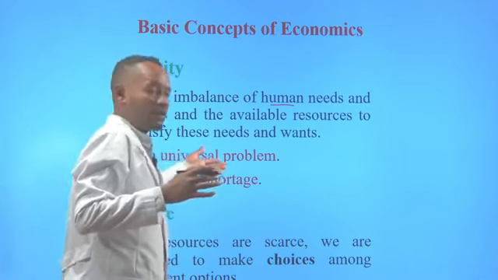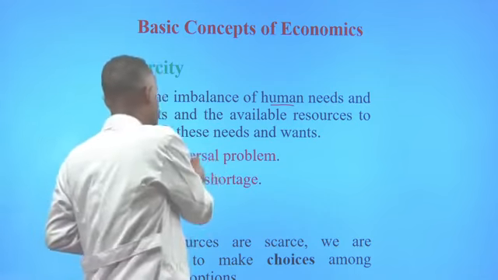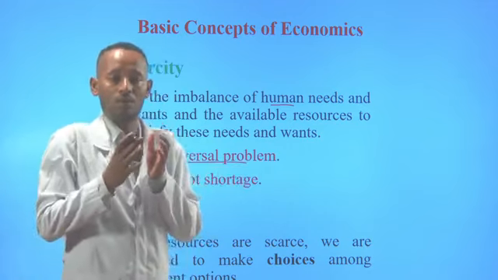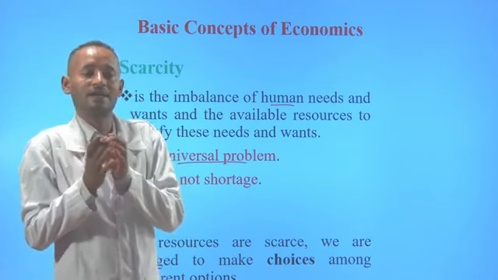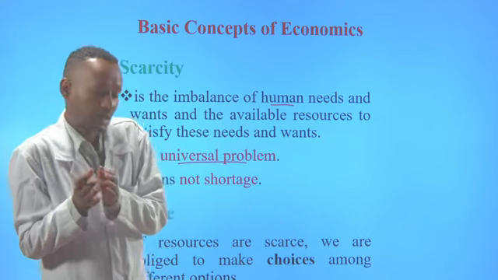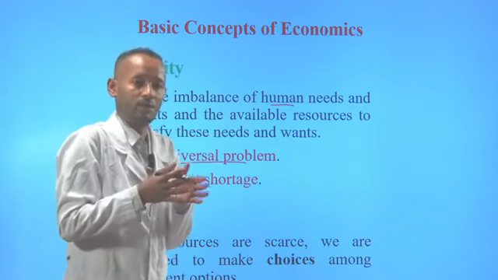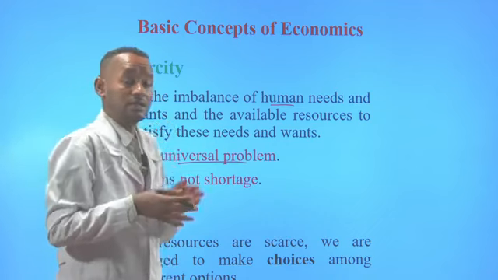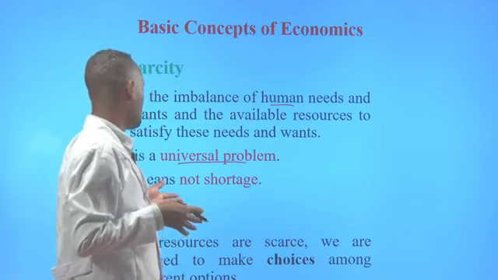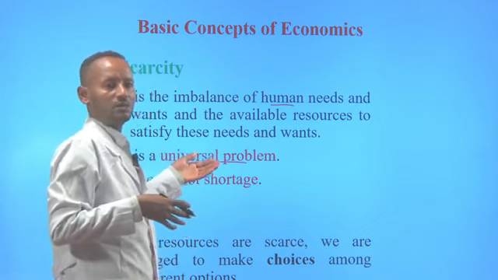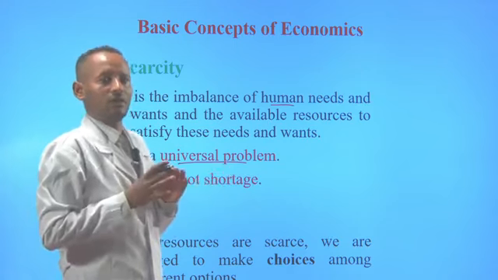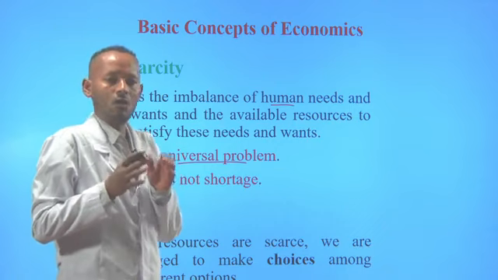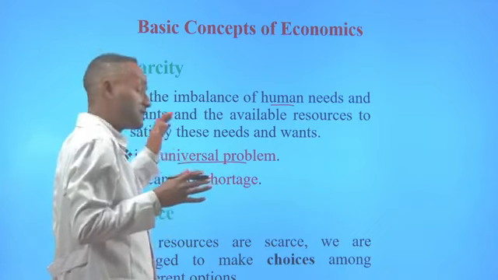Scarcity is a universal problem. Scarcity is not a problem of poor countries only. Scarcity is also a problem of rich countries. That means scarcity is universal. There is scarcity in America, there is scarcity in Ethiopia, there is scarcity in Ghana, there is scarcity in Russia, and there is scarcity in London. So it is a universal problem. That means we cannot avoid it. There is scarcity in America. The Americans are rich, but they cannot fulfill all their needs and wants. So there is scarcity in America.